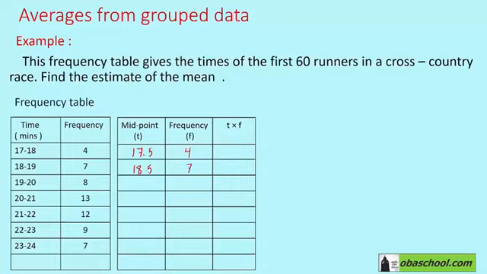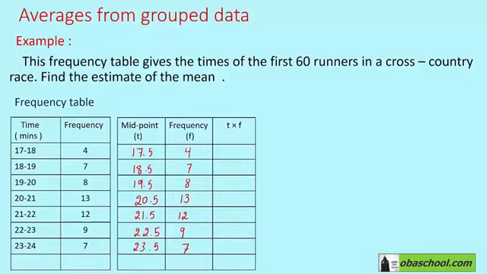Now, the same thing is going to happen for all the time ranges. 18 to 19, the midpoint is 18.5. 19 to 20, midpoint is 19.5. 20 to 21, we have the midpoint as 20.5. 21 to 22, our midpoint is going to be 21.5. 22 to 23, our midpoint is going to be 22.5. And finally, for 23 to 24, the midpoint is 23.5. And notice the frequencies didn't change. We don't have to change the frequencies because in this way we would be changing the data. The only thing that we're trying to do is come up with an exact time.